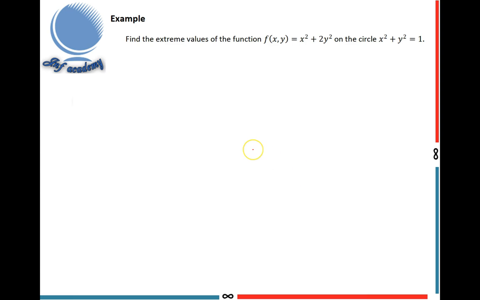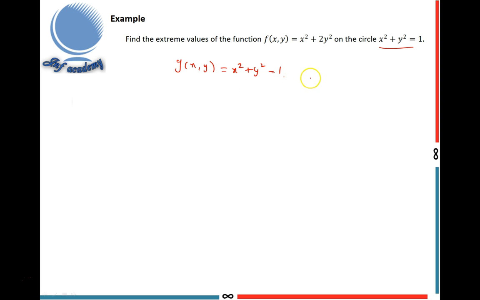Next, I will give one example of finding the extreme values of a function subject to a constraint by using Lagrange multipliers. Find the extreme values of the function f of x, y equal to x square plus 2y square on the circle x square plus y square equal to 1. Here f of x, y is this one and the constraint is g of x, y equal to x square plus y square equal to 1.